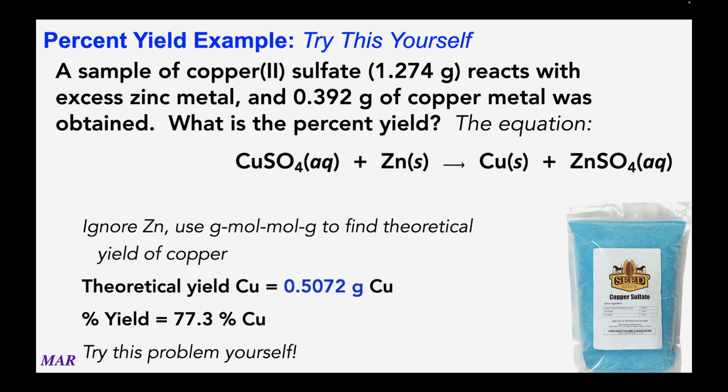Here are the answers I got. The theoretical yield of copper was 0.5072 grams. I got that from grams copper(II) sulfate to moles copper(II) sulfate, 1-to-1 ratio. So moles copper(II) sulfate equals moles of copper. I then multiplied by 63.546 to get the grams of copper, the theoretical yield. So the percent yield would be the actual 0.392 divided by the theoretical yield 0.5072 times 100, 77.3% copper. And again, try this yourself. Make sure that you're comfortable with this kind of process because we're going to do a lot of this.